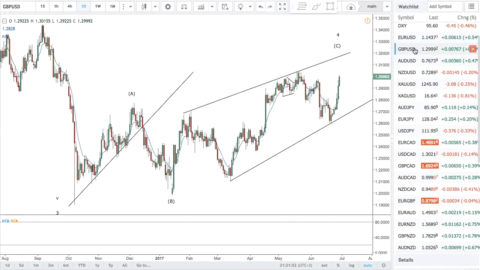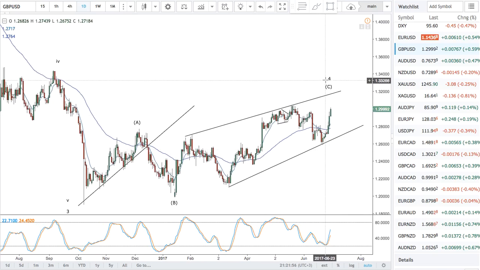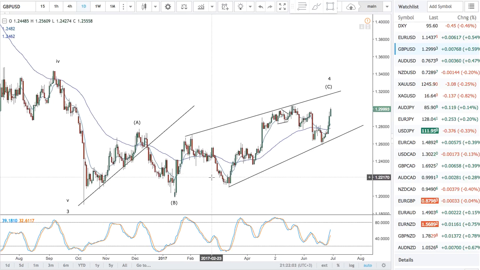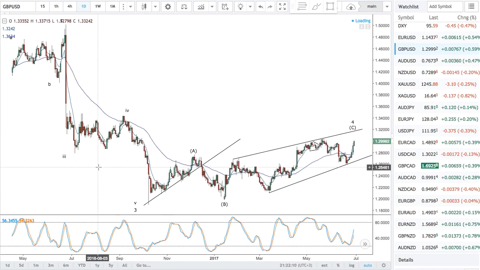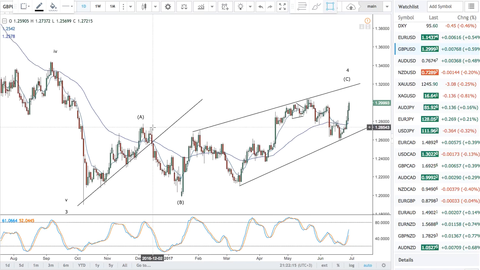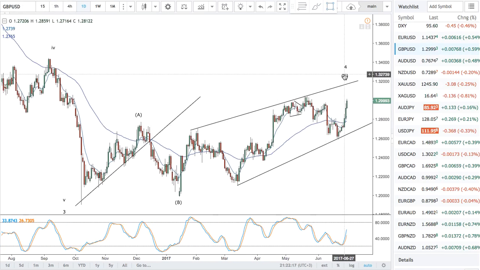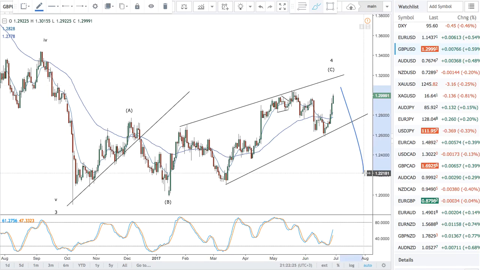Cable, I've had to adjust this count. Now I have two possibilities. It looks like it's wedging up here, so there may be the chance for a larger wave 4 and then a move lower. However, I can also adjust this count for a forced end. I have wave 3 into Brexit, or rather, it was post-Brexit. And I have this set up here as a bearish count with wave 4 and one more low to come with wave 5.